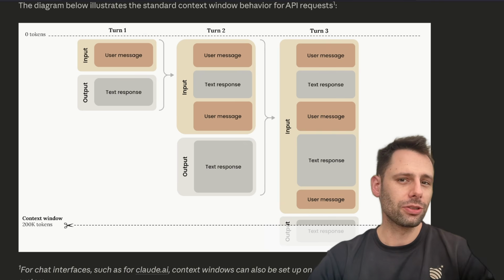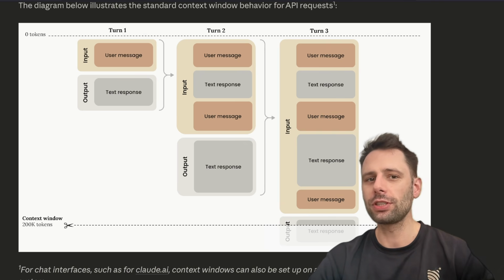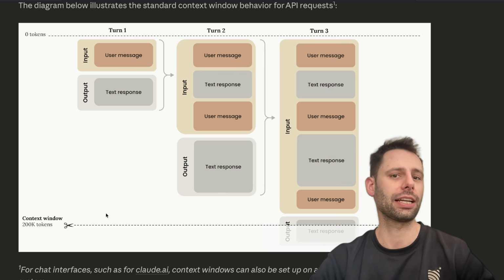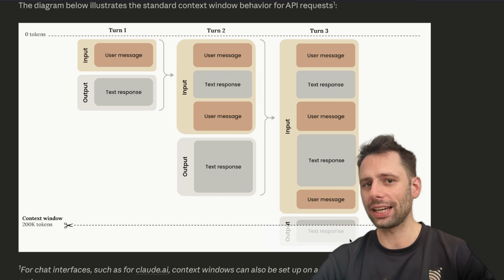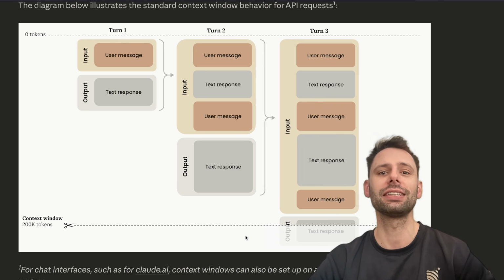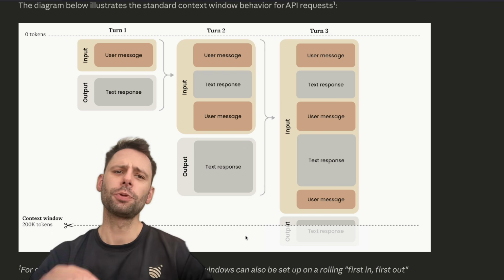A context window is the maximum amount of text, input and output combined, that an AI model can process in a single interaction. Everything outside that window is invisible to the model. Everything inside is what it actually works with. Let's put it like that.